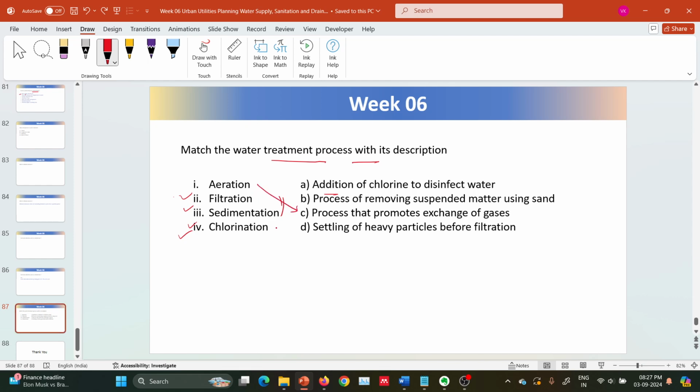Chlorination is addition of chlorine to disinfect water. Filtration is the process of removing suspended matter using sand. Sedimentation is settling of heavy particles before filtration. This is the last question of today's session.